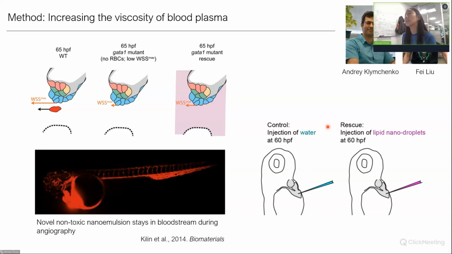So I collaborated with Dr. Andrei Klymchenko and his student, and they had previously developed this nano-emulsion that stays in the bloodstream and it's non-toxic. And it's super bright, so they dilute it 1 to 1,000, 1 to 10,000 times, and then use it for angiography. But because I was more interested in the viscosity of this nano-emulsion, I just injected it undiluted as much as I could straight into the bloodstream.